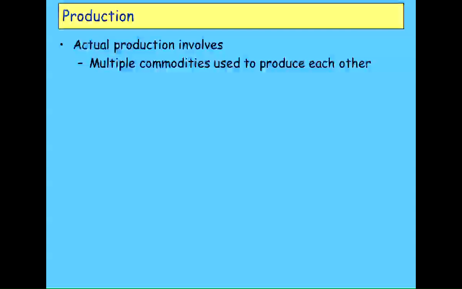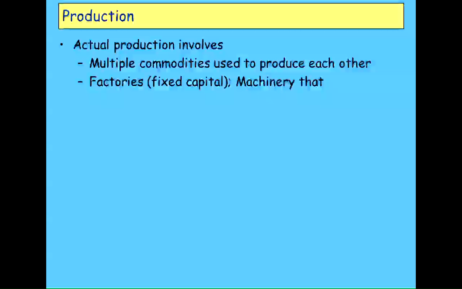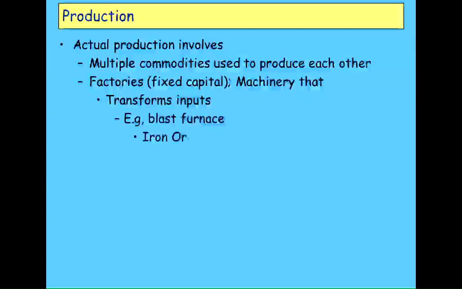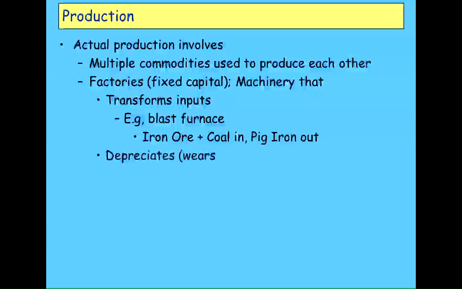And what you get is more commodities out than in, and more elaborately transformed as well to some degree. All that works then in factories, which involve a combination of fixed capital, which are machines that transform inputs into outputs. So, for example, a blast furnace will take in iron ore and coal and generate pig iron out. So two of those inputs get completely used up. The blast furnace itself would depreciate, but it's not used up in the production process. So you've got some things which are completely consumed.